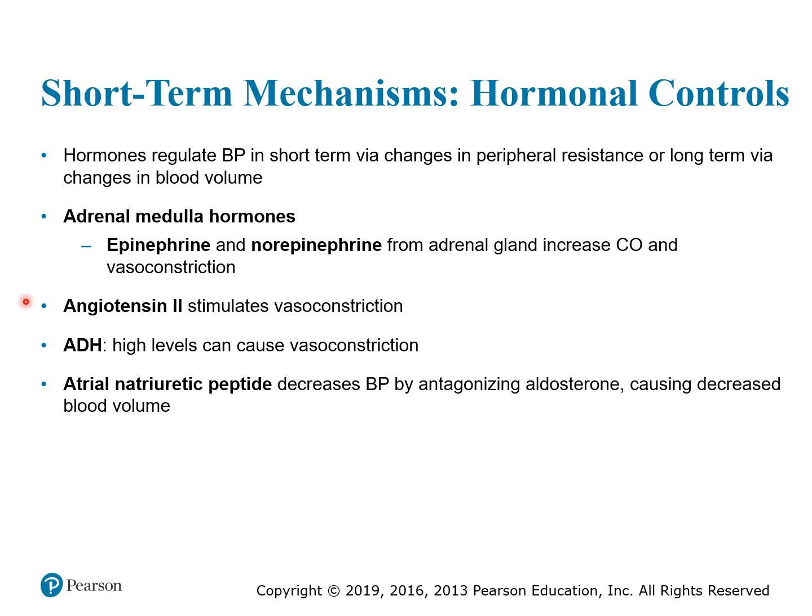And then there is atrial natriuretic peptide. It decreases blood pressure by antagonizing aldosterone, and it causes decreased volume because it is antagonizing aldosterone. And remember, aldosterone causes the reabsorption of sodium from the renal tubules, and water follows because water loves sodium. So wherever sodium goes, water comes behind it.